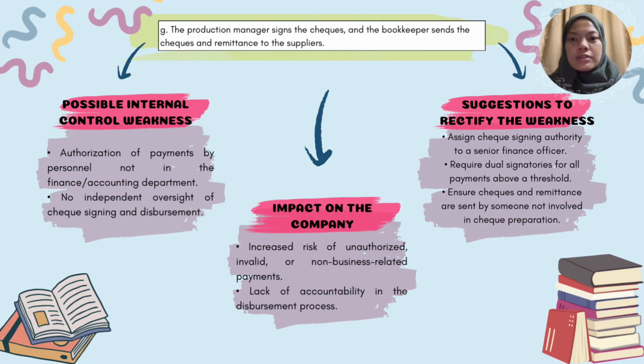Lastly, suggestions to rectify the weakness. First, assign check signing authority to a senior finance officer. Second, require dual signatories for all payments above a threshold. Lastly, ensure checks and remittance are sent by someone not involved in the check preparation.